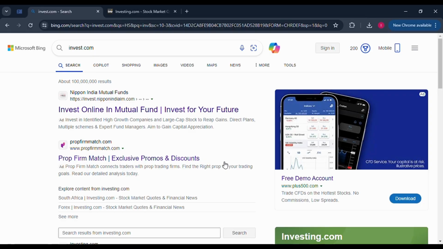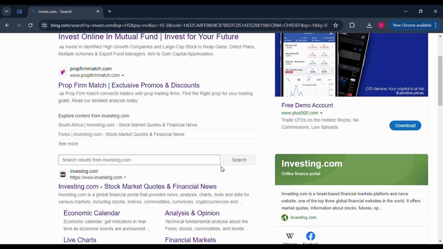Okay, let me show you something. I want to show you two websites that I go to for information like the GDP, CPI, NFP, and other indicators. Let me go first. The first one is invest.com. Very beautiful website. It gives a lot of things that we can use there.